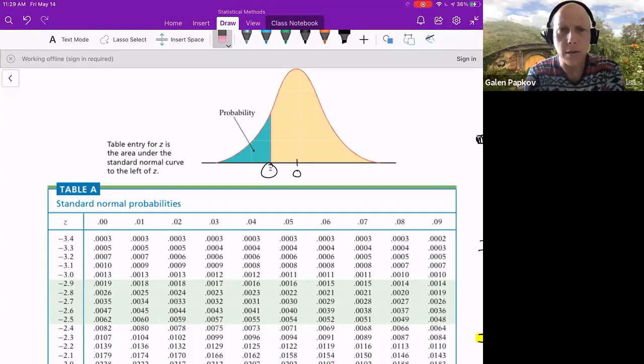And that's what you have on the screen in front of you. So this is also available on Canvas. If you go under modules and tables, you should be able to find the Z table. And this is what you should see.